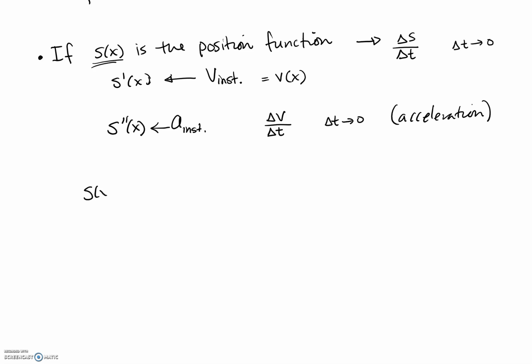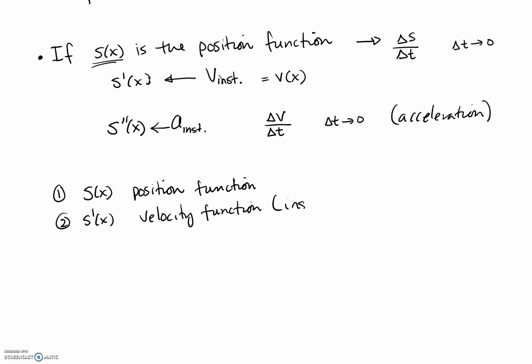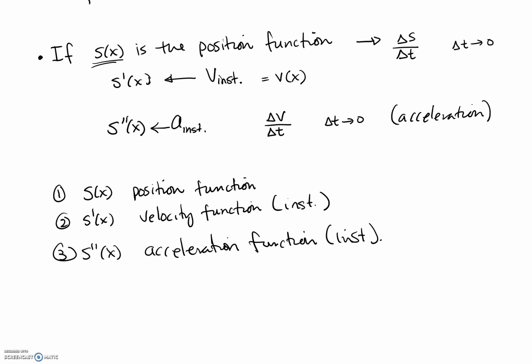So to sum it up, if s of x is the position function, the derivative of the position function will always be the velocity function, of course instantaneous velocity, velocity at each point. And the second derivative will always be the acceleration function, which of course we're talking about the instantaneous acceleration. So at a moment, what is the velocity of the object? How much does it gain or lose in position per unit of time, and acceleration in that moment, how much is it gaining or losing velocity?